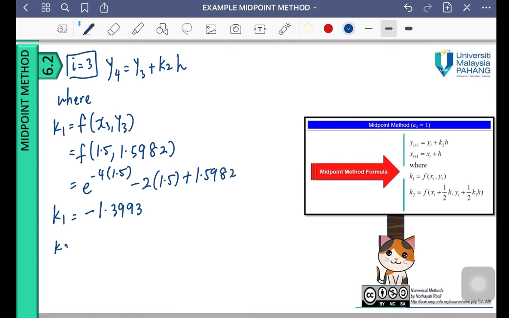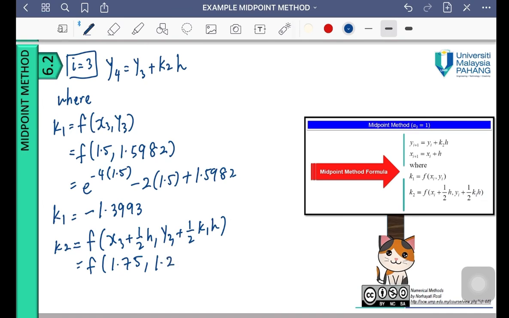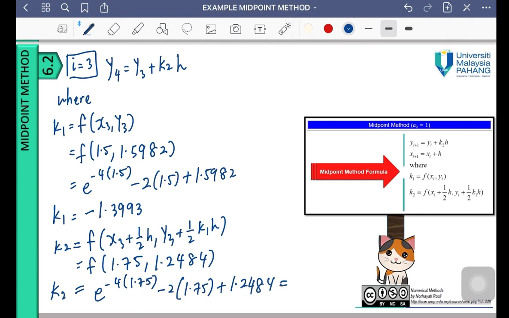Alright, so then we calculate our k2. So k2 is a calculation of our slope at the point of x3 plus half of the step size, and then y3 plus half of k1 times the step size. If we simplify, we get 1.75 for this point and 1.2484 for the other point here. So substitute into your equation, exponent negative 4 times 1.75 and then minus 2 times 1.75 and then plus 1.2484. From this calculation, you may get your second slope equal to negative 2.2507.